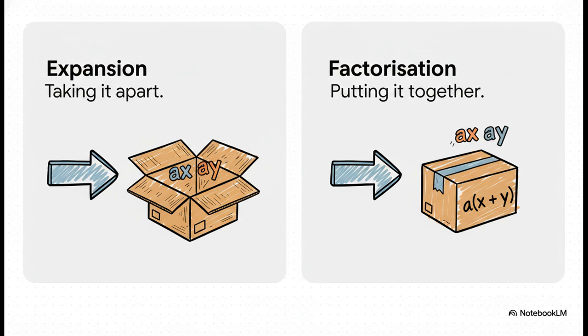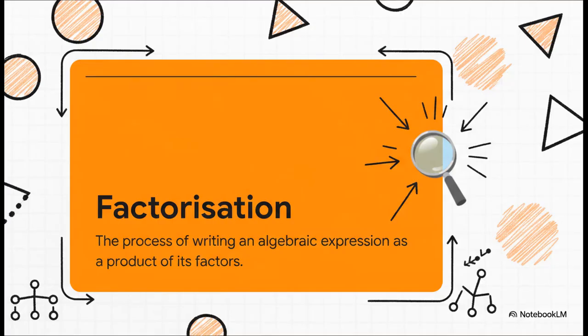All we're doing is finding what all the terms have in common and then pulling that common thing out to the front. And the absolute key to doing this right is finding what's called the greatest common factor. It sounds fancy, but all it means is you're looking for the biggest number, or maybe a variable, that can divide evenly into every single part of the expression.